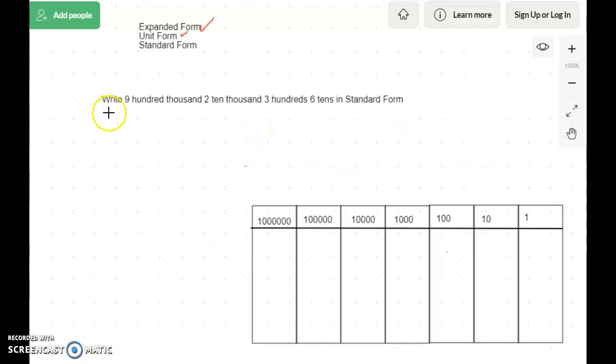Okay, let's see how we did. Let's review this question. And this is our standard form we're talking about. So I have 900 thousands. I'm going to find my 100,000s place. I have two 10,000s. I have 300s next. So I skip my thousands place, just go to my 300s and I have 6 tens. Because it doesn't say I have any thousands, I put a 0. And I put a 0 for my ones. When I write it in standard form, it will look like 920,360.